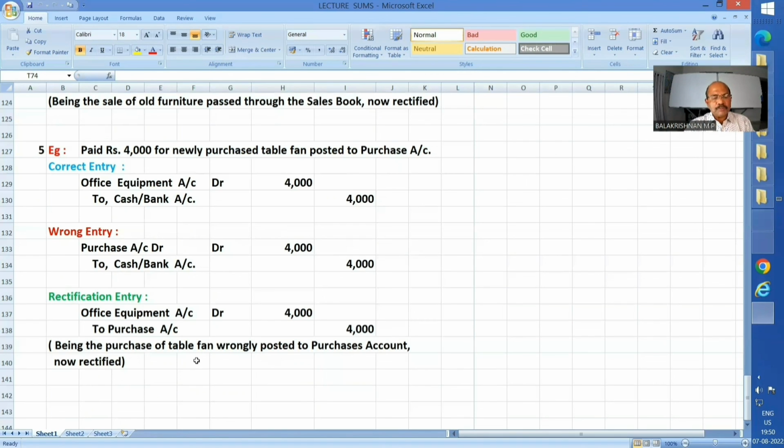Well, students, I want to mention incidentally, in your exam perhaps they may not expect this correct entry, wrong entry, only the rectification entry with the narration may be expected of you. You better check up with your teacher and do it. But it's better always learn like this. In your workings, you can show it.